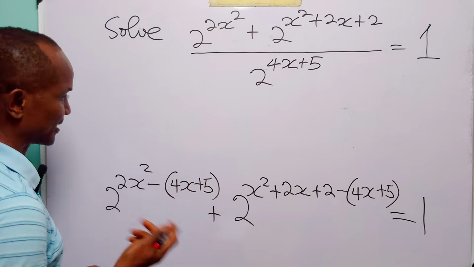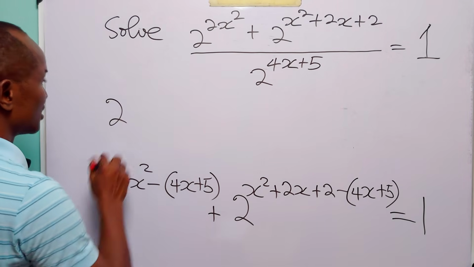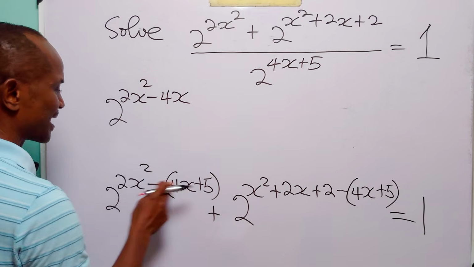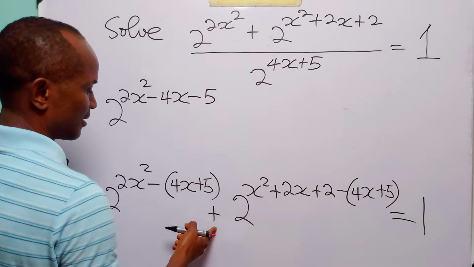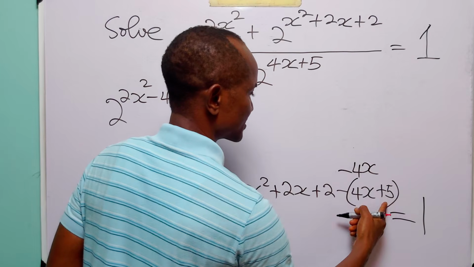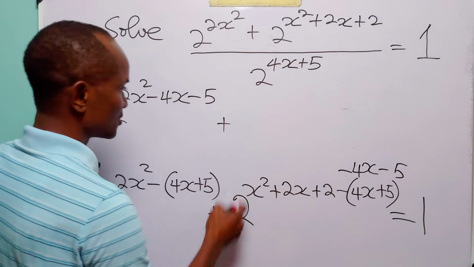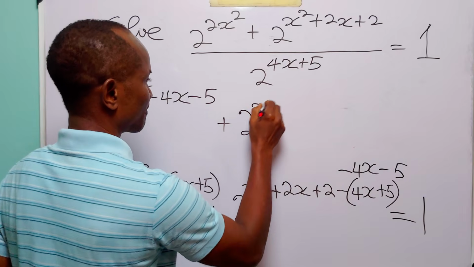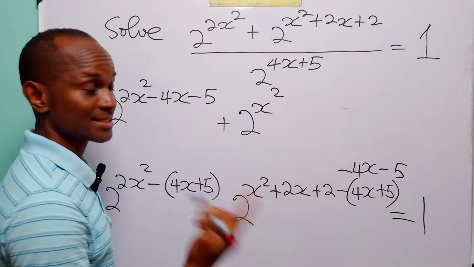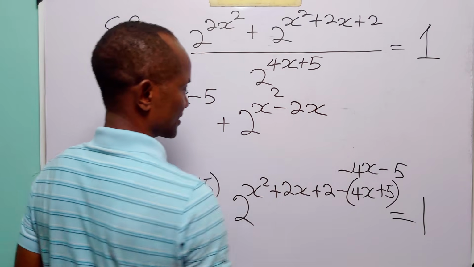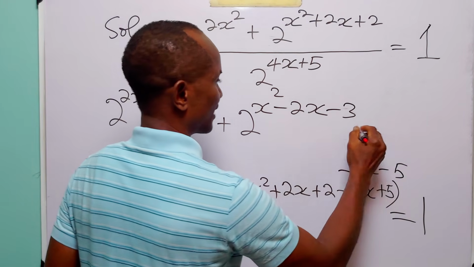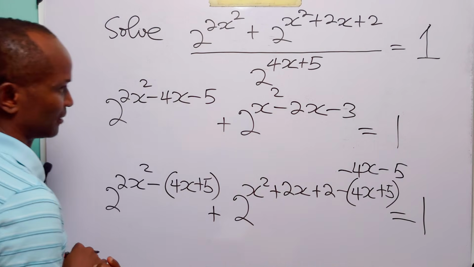And when we open this bracket, what we have is 2 to the power 2x squared minus 4x minus 5, plus, opening this bracket, 2 to the power x squared. Now, 2x minus 4x is equal to minus 2x, and 2 minus 5 is equal to minus 3. And of course, this is still equal to 1.